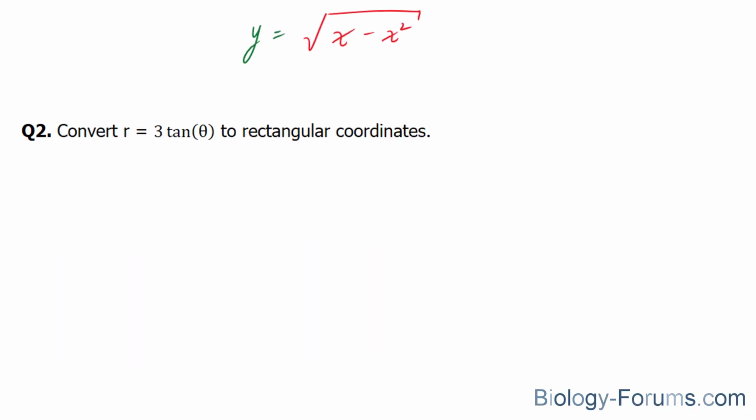So in this case, they want us to convert r is equal to 3 tan theta to rectangular coordinates. Now, I'm going to use the same technique as before, where I will replace this r with the following.